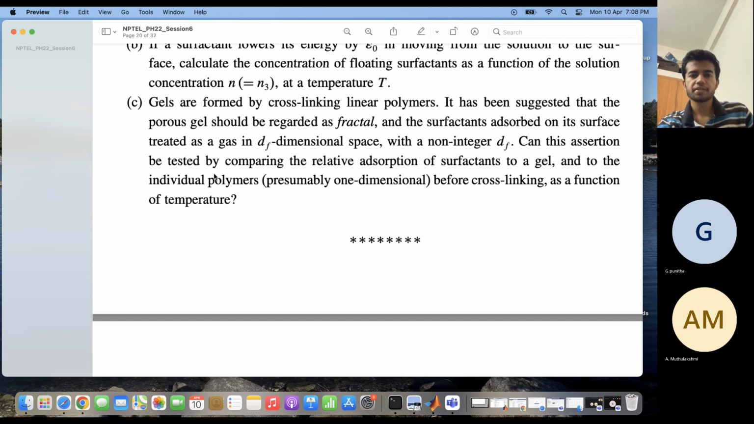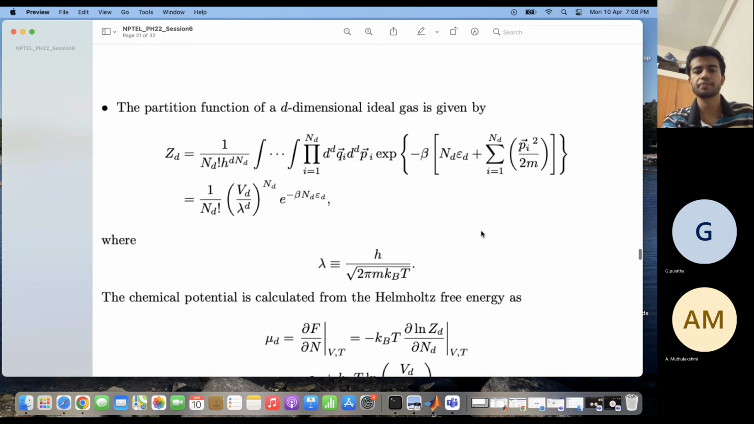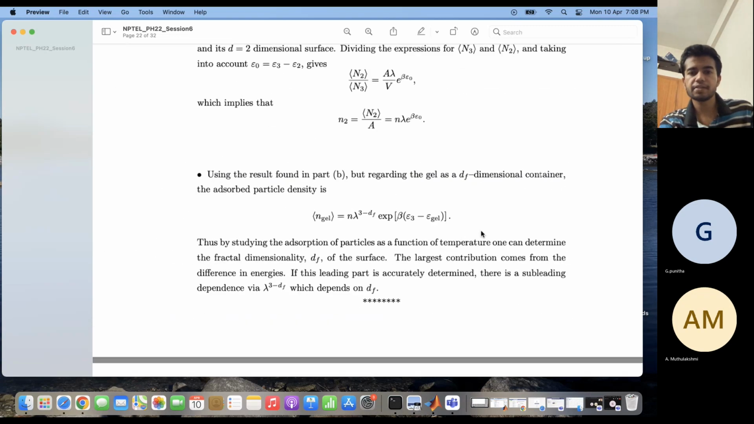So can this assertion be tested by comparing the relative adsorption of surfactants to a gel and to individual polymers before cross-linking as a function of temperature? So here we had the adsorption of the molecules within the bulk on the surface. And now can we extend this theory to the adsorption of surfactants to a gel? That means the adsorption of surfactants to a fractional dimensional surface instead of a two-dimensional surface. Can that be done? Well, that can be easily done if I replace, using this result found in this part, that is N2 is equal to N into lambda into e to the power of beta epsilon naught.